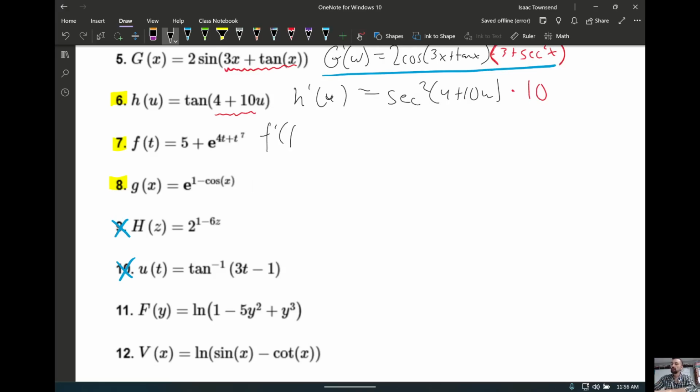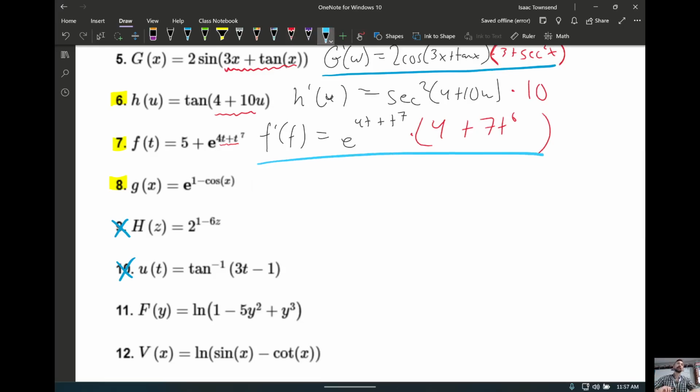So, okay, the next one, the derivative of 5 would be 0. The derivative of e to something is still e to something, just like e to the x is e to the x. But in this case, the inside that you had to come back and multiply by was 4 plus 7t to the 6th. Again, I know that you can take that derivative. It's a matter of remembering when you're not prompted. And then same idea for number 8. The derivative of e to something is going to be e to the something. Just make sure that you remember to come back and multiply by the derivative of that something. The derivative of 1 minus cosine x would be positive sine x.